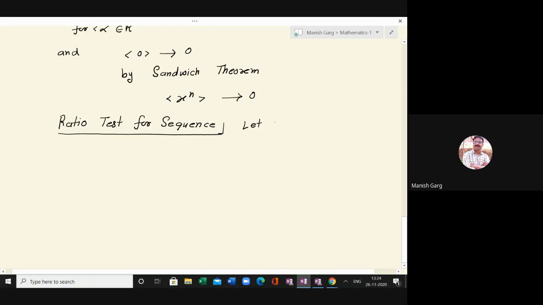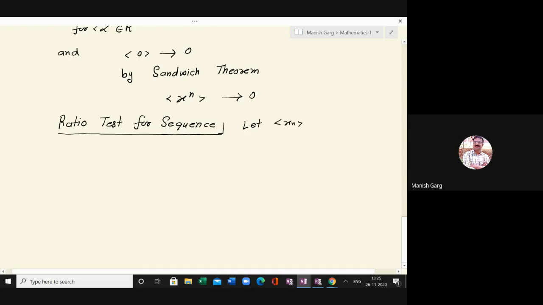Now I'm doing the ratio test. Before doing the ratio test, I want to tell you there is also a ratio test for infinite series. When I teach you infinite series, that is different and this is different. Don't relate these two tests. That's why I'm writing ratio test for sequence.